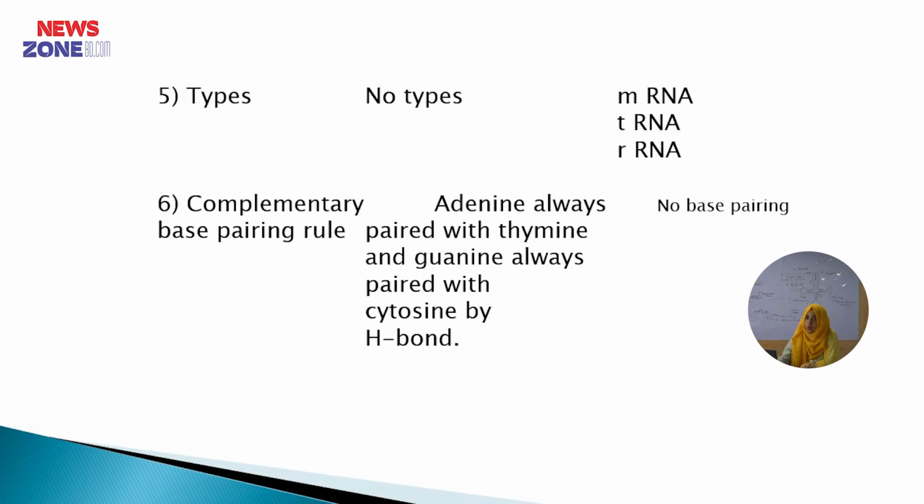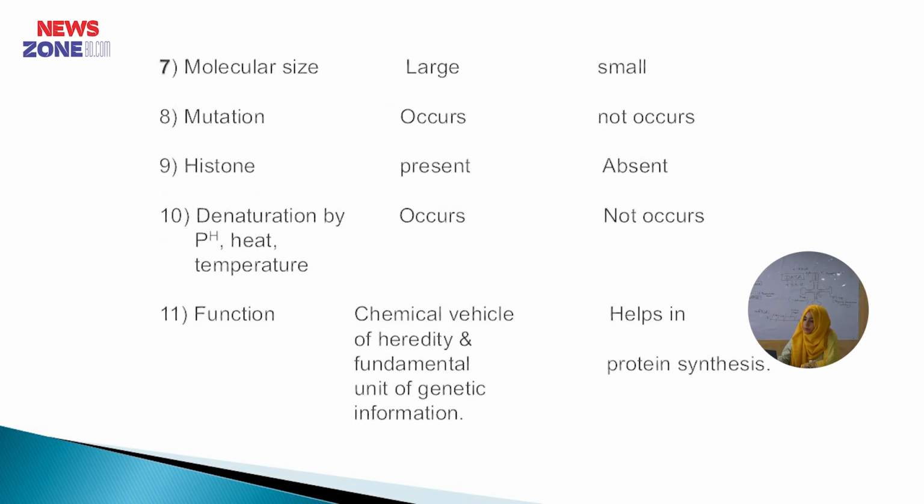Types: there are no types of DNA, but RNA has mainly 3 types: messenger RNA, ribosomal RNA and transfer RNA. Complementary base pairing rules: adenine always pairs with thymine and guanine always pairs with cytosine by hydrogen bond, and there is no such base pairing in RNA. Molecular size: DNA is larger than RNA. Mutation: in DNA, mutation occurs and no mutation occurs in RNA.